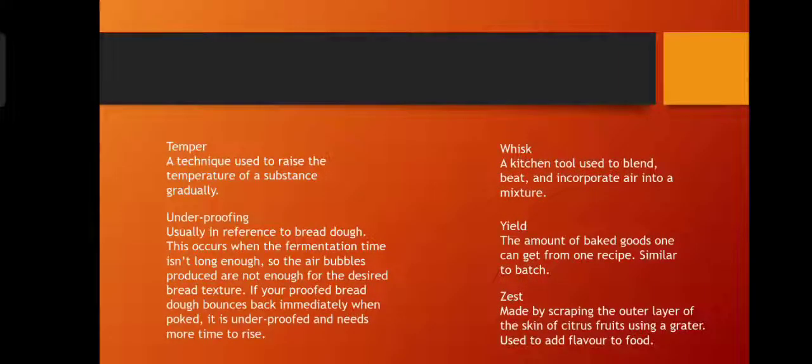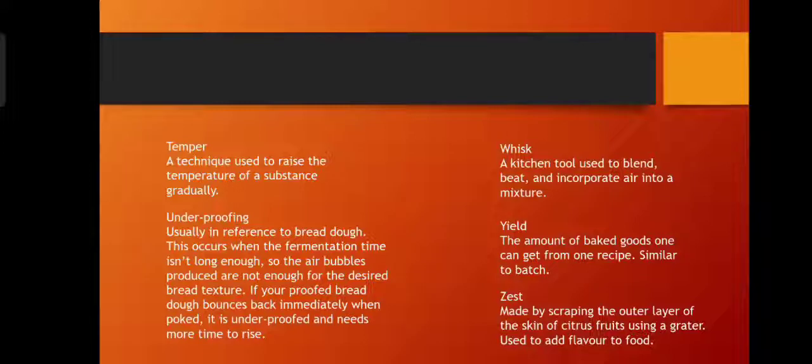T is temper, a technique used to raise the temperature of a substance gradually. U is underproofing, usually in reference to bread dough. This occurs when the fermentation time isn't long enough, so the air bubbles produced are not enough for the desired bread texture. If your proofed bread dough bounces back immediately when poked, it is underproofed and needs more time to rise.